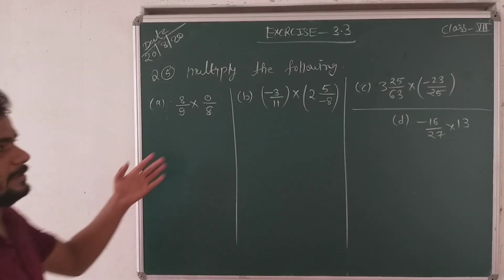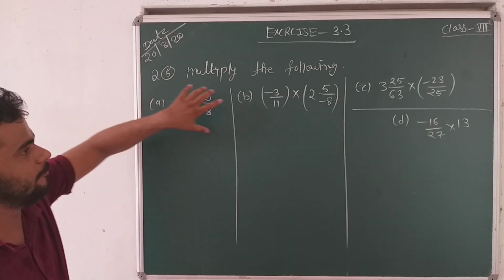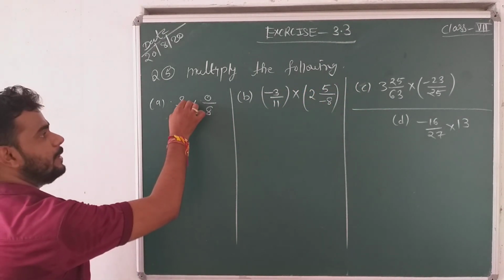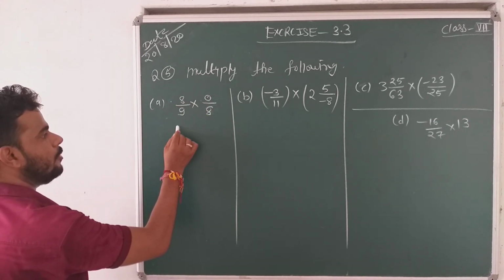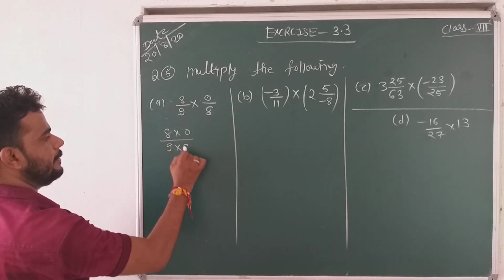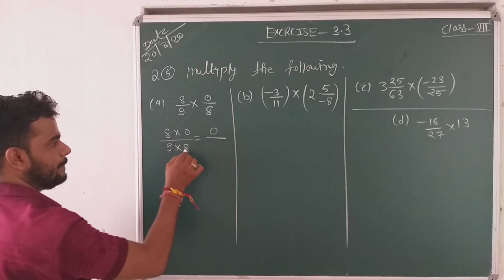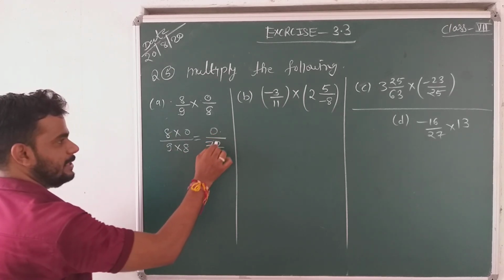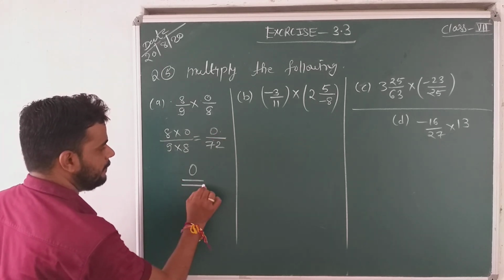Okay, so the next question, fifth one: multiply the following rational numbers. It means you are given four pairs of rational numbers, and you have to multiply them. We multiply numerator by numerator and denominator by denominator. So 8 multiply 0, and 9 multiply 8. Any number multiplied by 0 gives 0, and 8 multiply 9 is 72. When you divide 0 by any number, the result is 0.